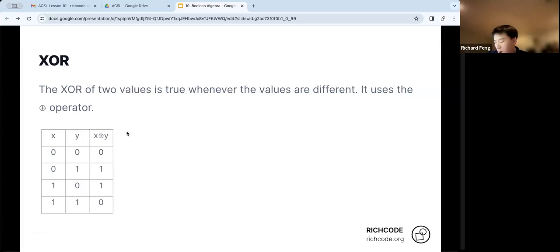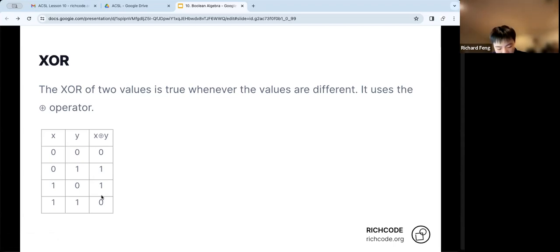There are some other operators. The first one is XOR. It stands for exclusive OR. The XOR of two values is true whenever the values are different, and it uses the operator that looks like a circle with a plus sign in it. So if we have a 0 and a 1, then the value is true. If we have 0, 0 or 1, 1, then the value is 0.